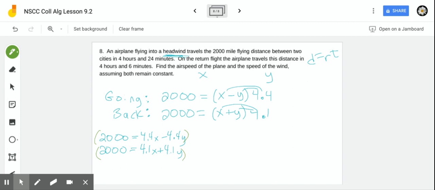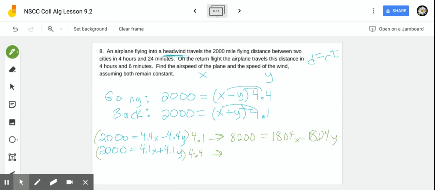We need to multiply something so they're the same number. If you don't know what to multiply by, just multiply by the opposite coefficient. So we're going to multiply this equation by 4.1 and this equation by 4.4. And that will do it. That'll get us the same thing. So I need to grab my calculator here. 2,000 times 4.1 is 8200. And then 4.4 times 4.1 is 18.04. There's a decimal there. Minus 18.04y.